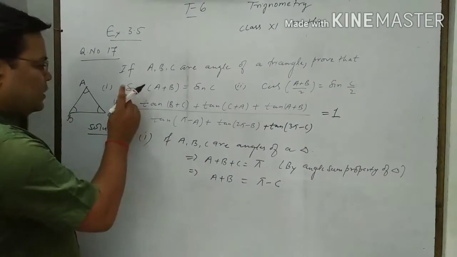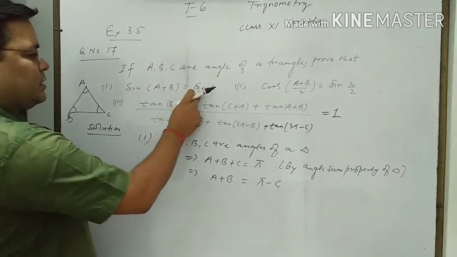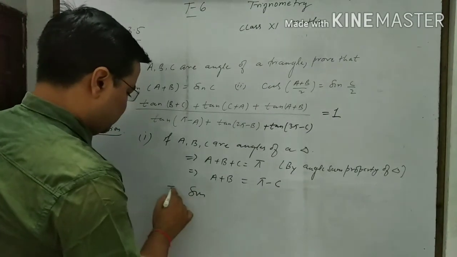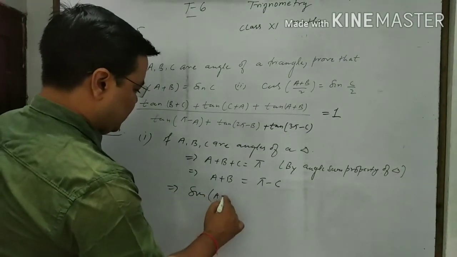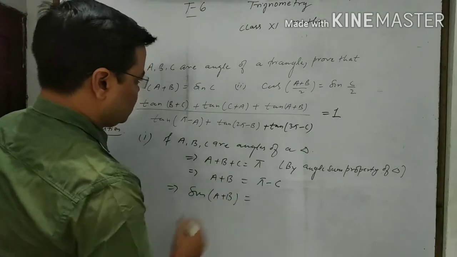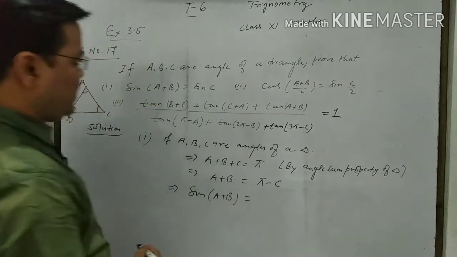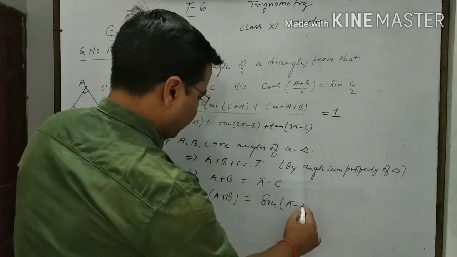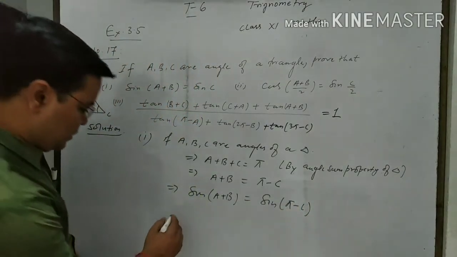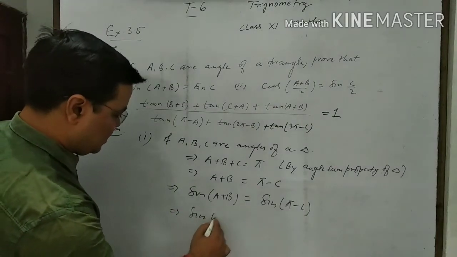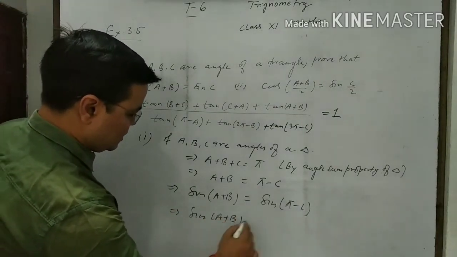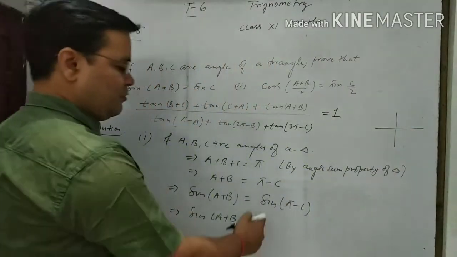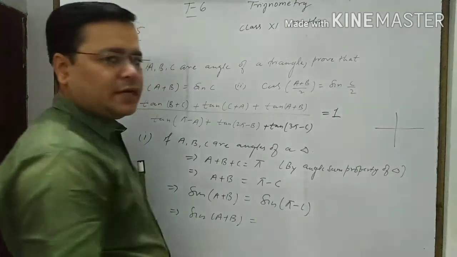Now we have to prove sine. Taking sine on both sides, this implies that sin(A + B) = sin(π − C). Now let us concentrate on what the value of sin(π − C) should be.